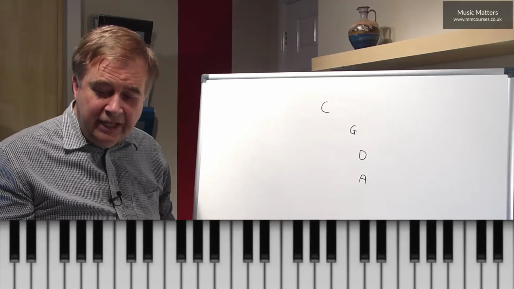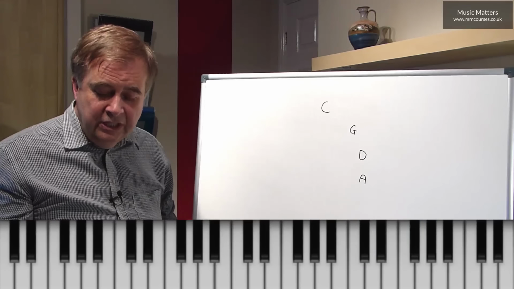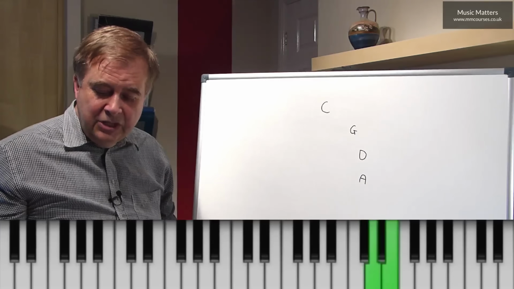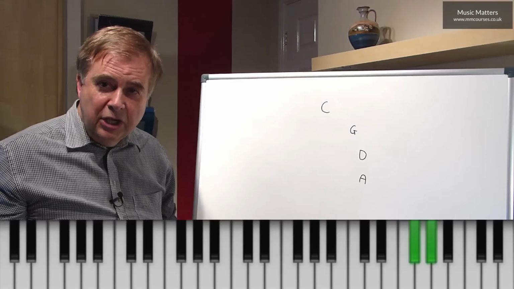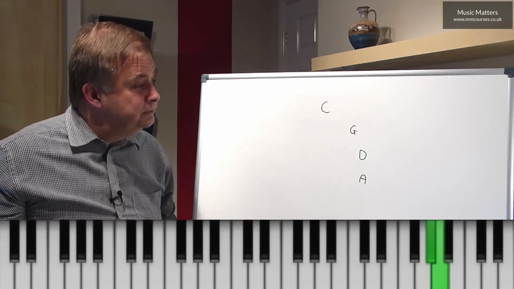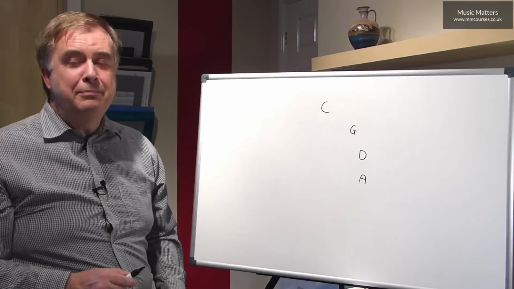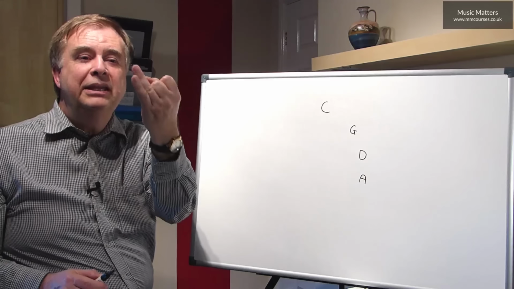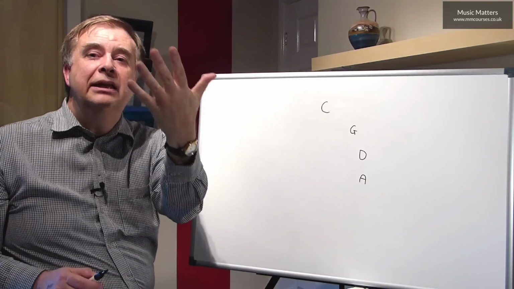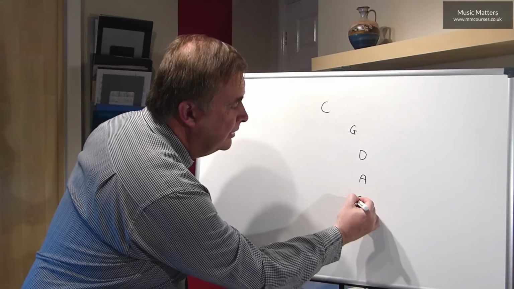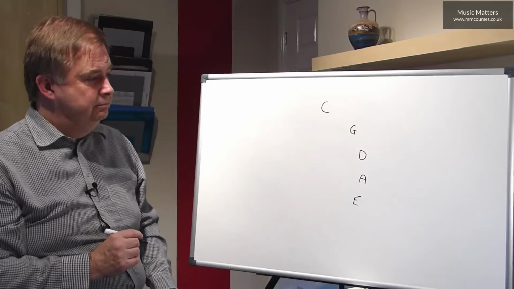So you might have noticed there, we've got these three sharps: tone, tone, semitone, tone, tone, tone, semitone. Okay, let's go up another fifth from A major. A, B, C, D, E. So E major is going to have four sharps.